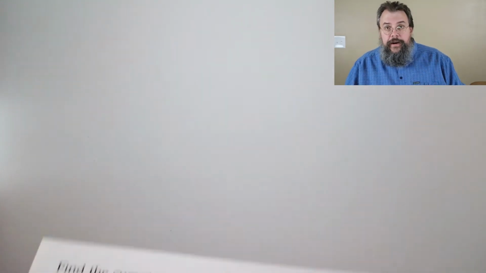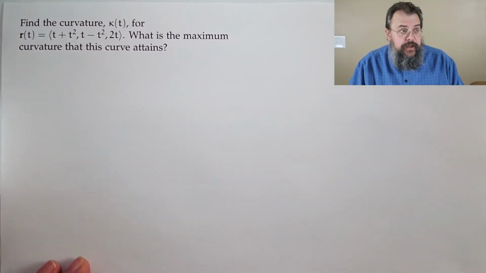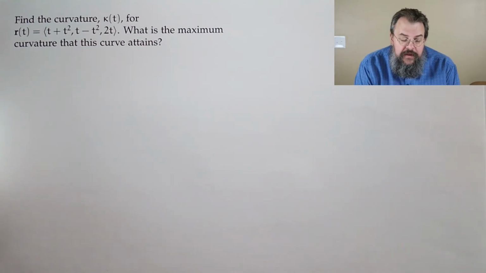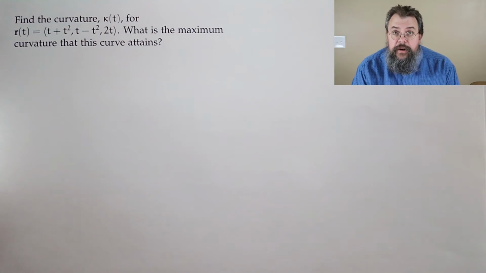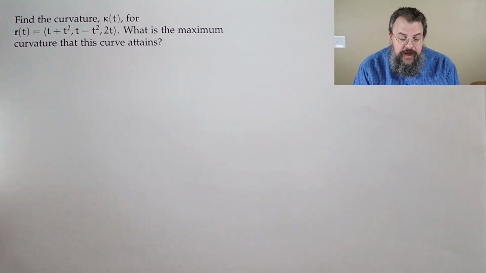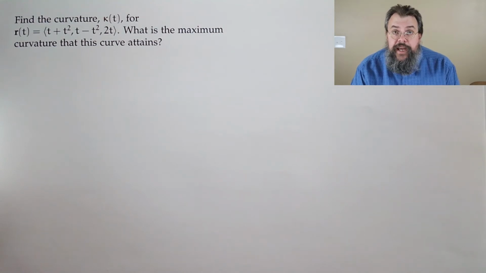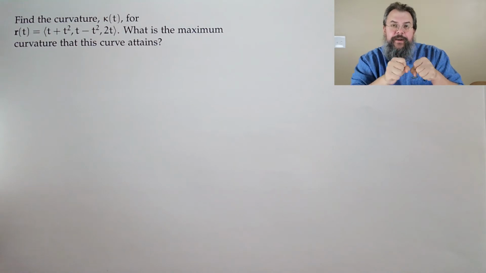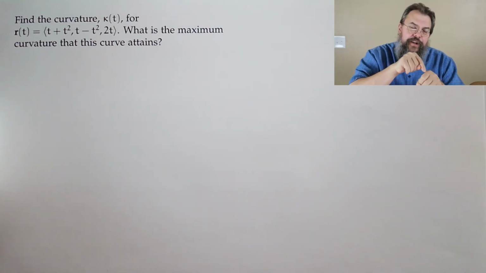All right, our next problem. Find the curvature, kappa of t, for r of t, which is t plus t squared, comma, t minus t squared, comma, 2t. And the question is, what's the maximum curvature that we obtain? In other words, just how bent does the curve become? So like the sharpest turn that we're making.